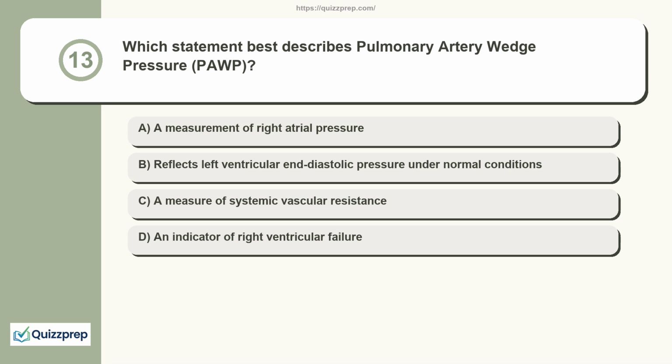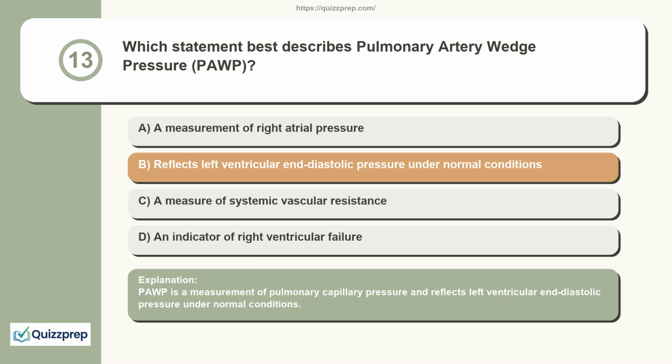Question 13. Which statement best describes pulmonary artery wedge pressure, PAWP? A measurement of right atrial pressure. Reflects left ventricular end diastolic pressure under normal conditions. A measure of systemic vascular resistance. An indicator of right ventricular failure. PAWP is a measurement of pulmonary capillary pressure and reflects left ventricular end diastolic pressure under normal conditions.